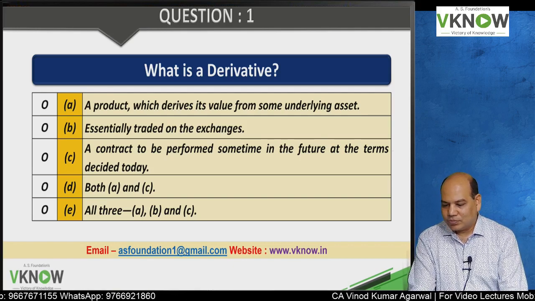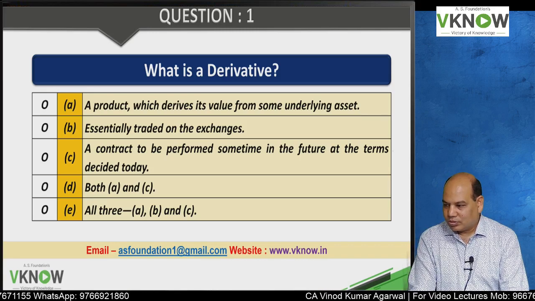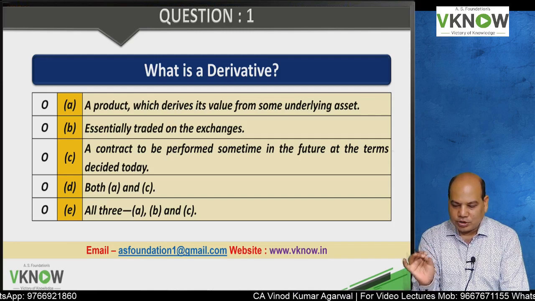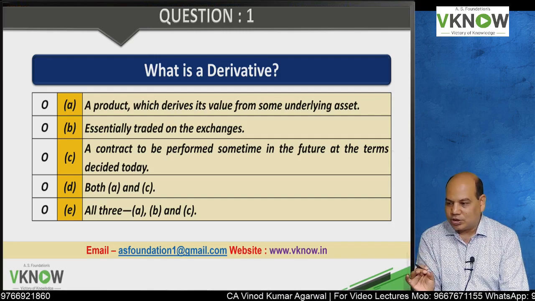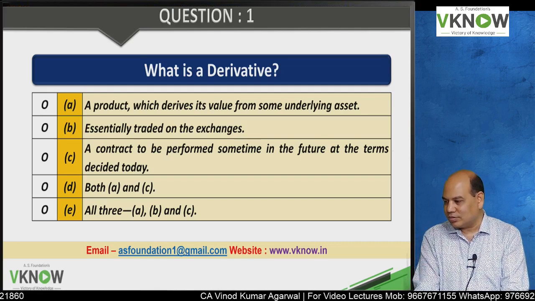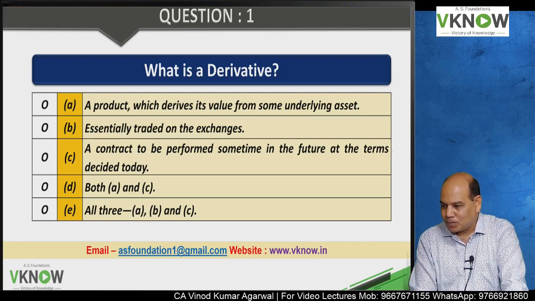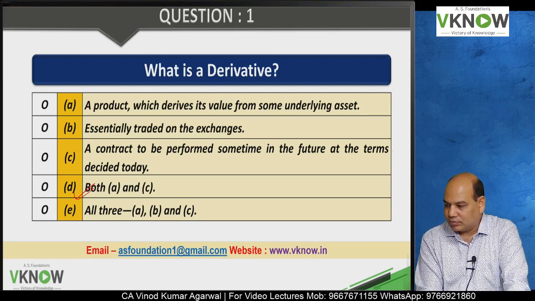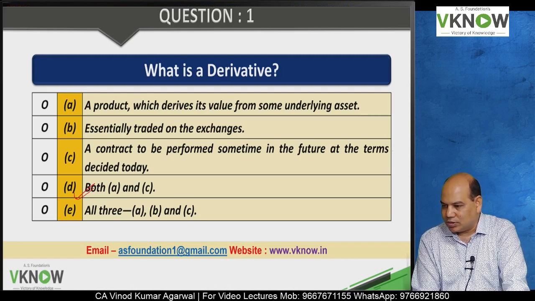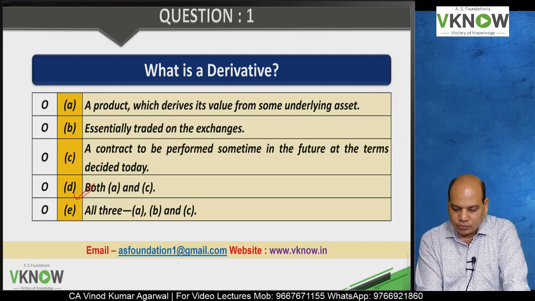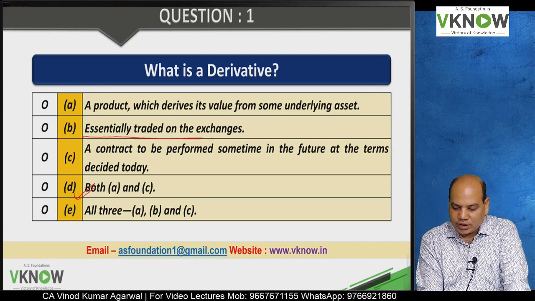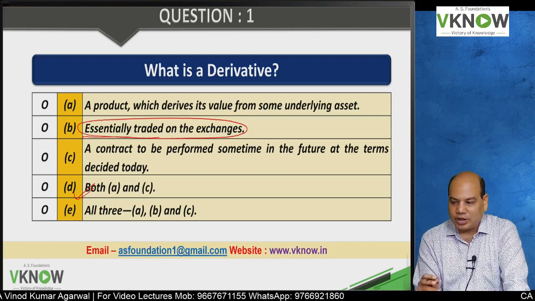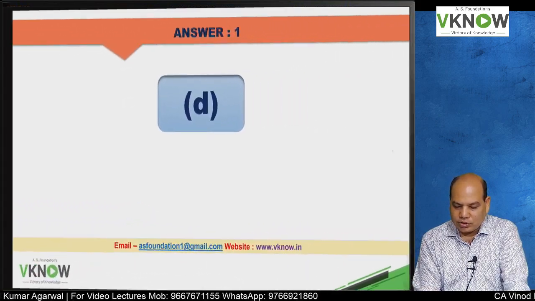What is the answer? Anybody? You can read the question on the screen and you can decide what is the most appropriate answer. Yes, please reply. The answer would be both A and C, because not all derivatives are essentially traded on the exchange. Forward contracts are not traded on the exchange. So the correct answer was option D.